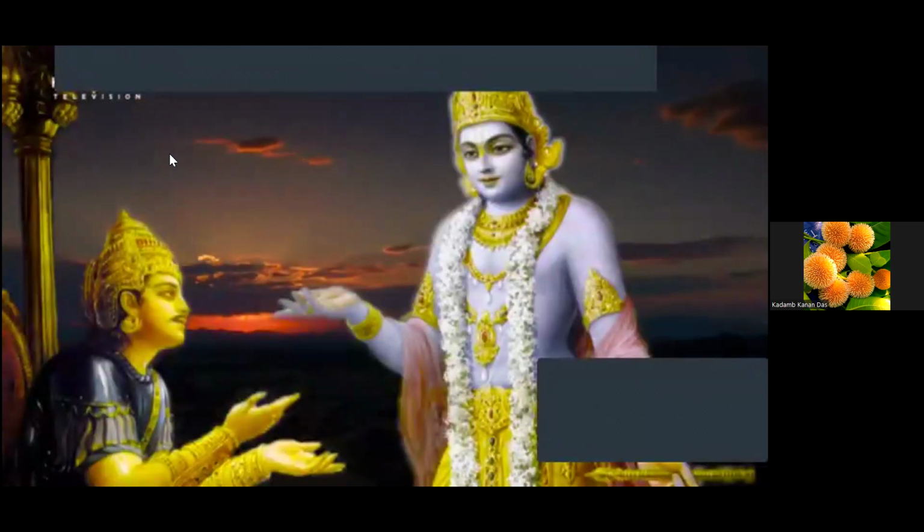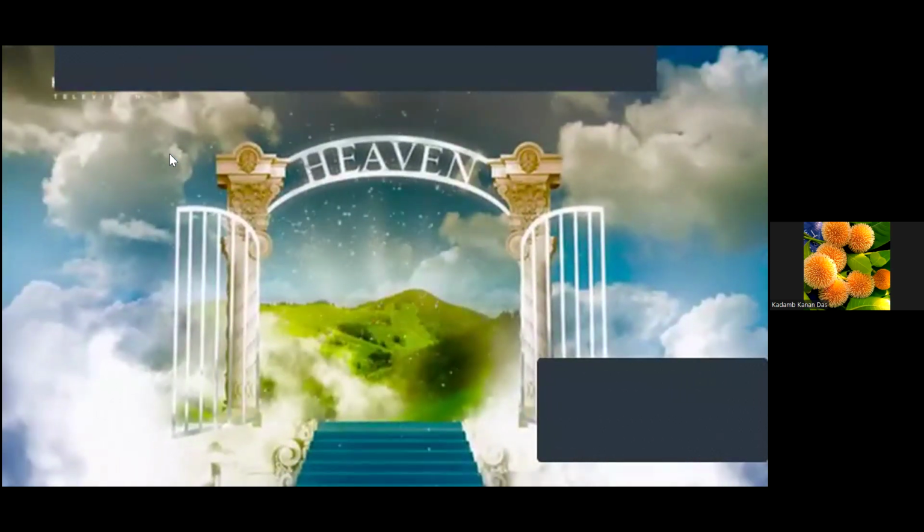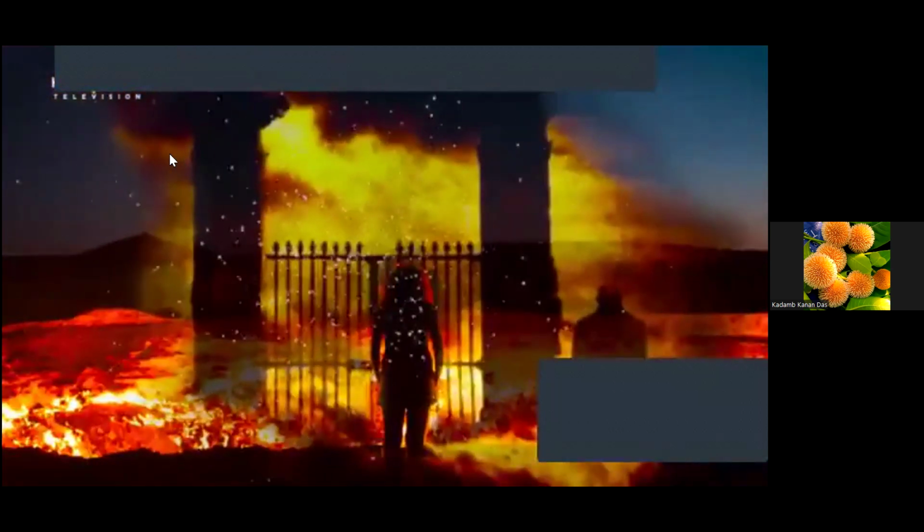Those situated in the mode of goodness gradually go upward to the higher planets. Those in the mode of passion live on the earthly planets, and those in the abominable mode of ignorance go down to the hellish worlds.